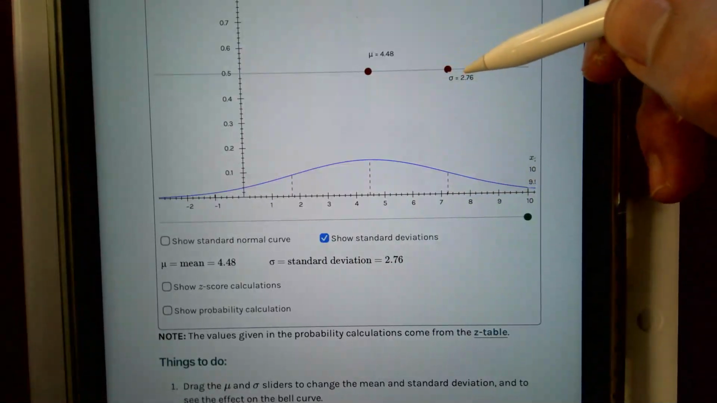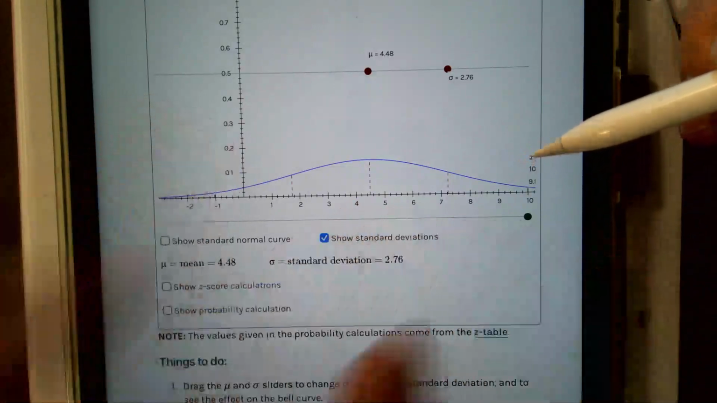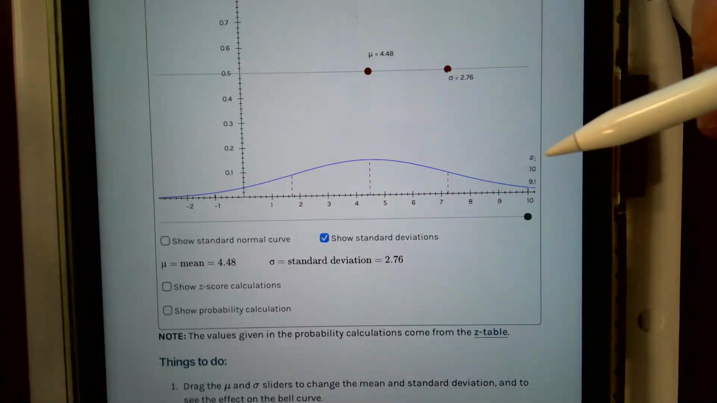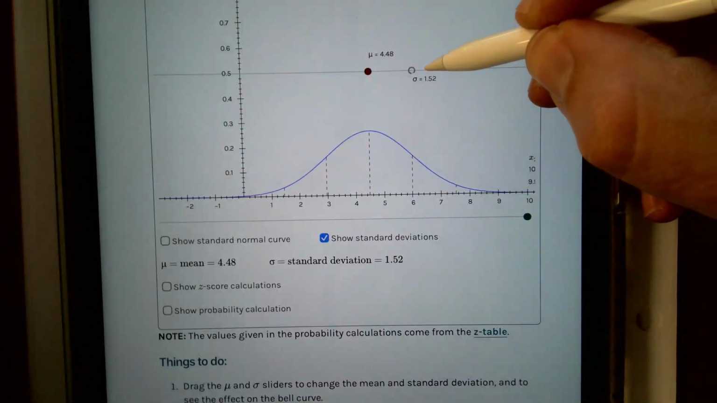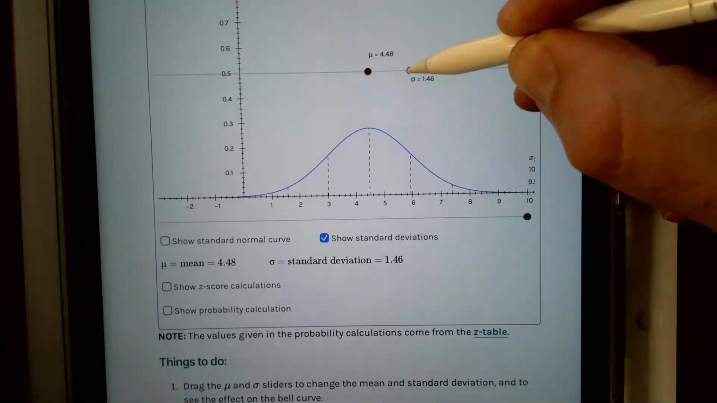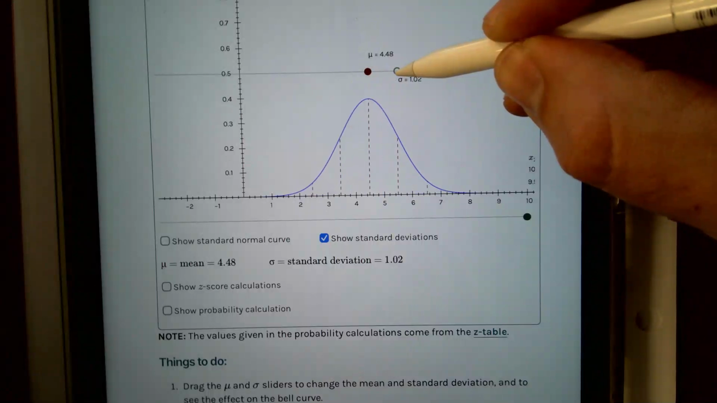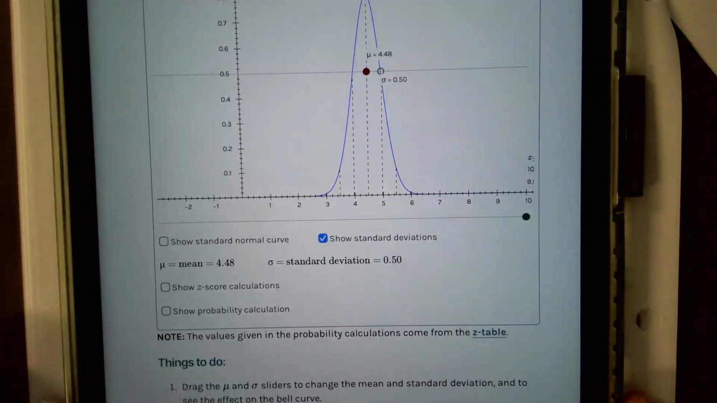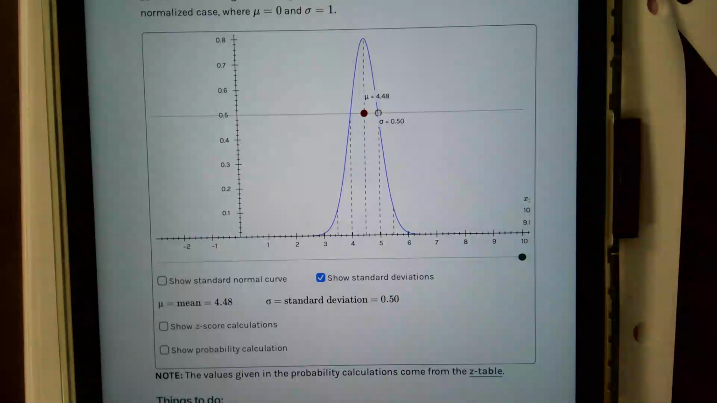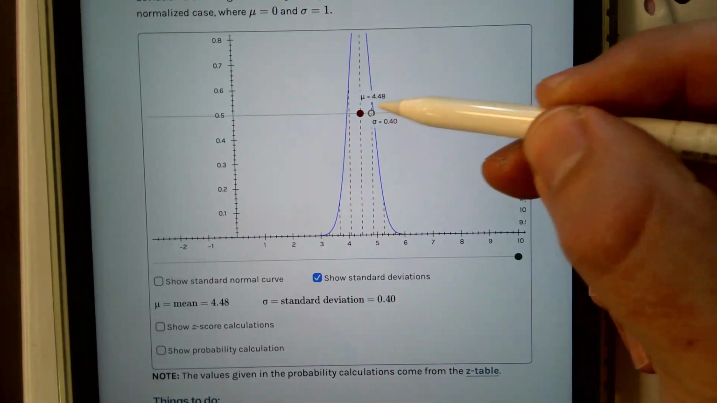A big standard deviation means data is spread out, so you're making your bars bigger to account for that. A smaller standard deviation would bring those bars closer together, and it would make the curve steeper. It's getting kind of crazy here, but I hope you get the point. That's really what's happening here. Unfortunately, it's really hard to draw these to scale. All right, so let's bring this one down.